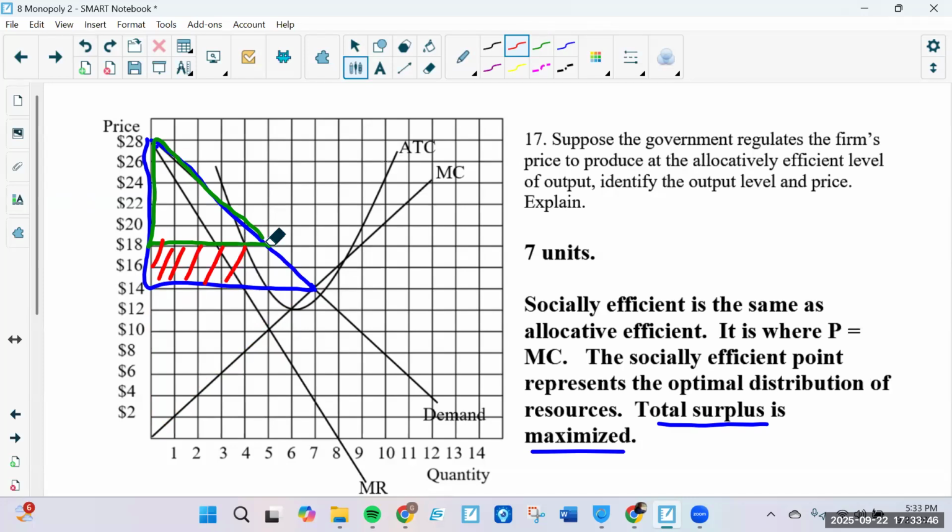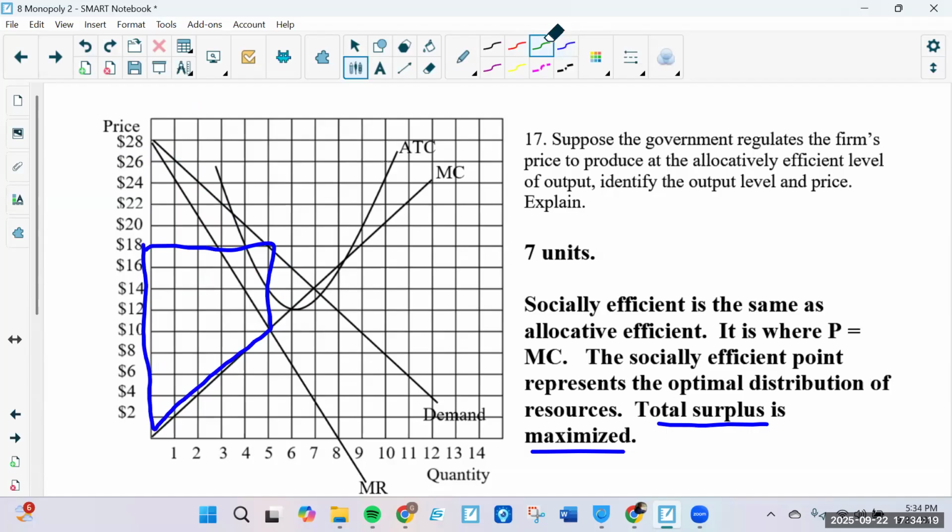So they could make you calculate that or draw it right there. That's the change in consumer surplus that's brought about because the government has made them produce at the socially efficient level of output, right? The change in producer surplus, let me go back. Producer surplus is everything below price. So before, producer surplus was the right spot here, kind of hard to do it here. Producer surplus was all this.